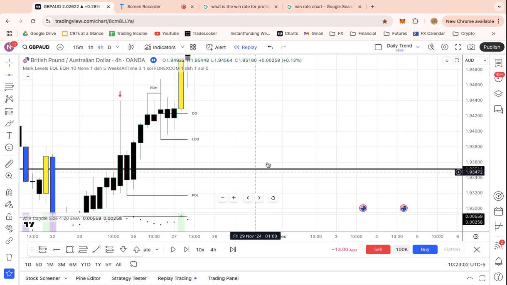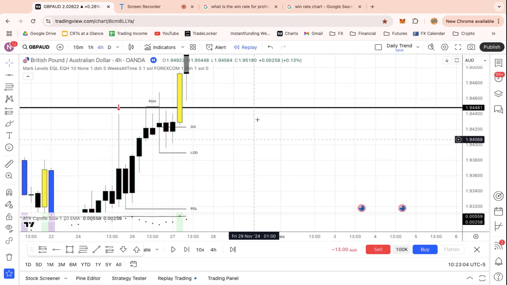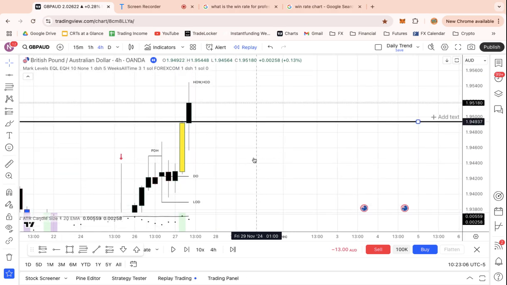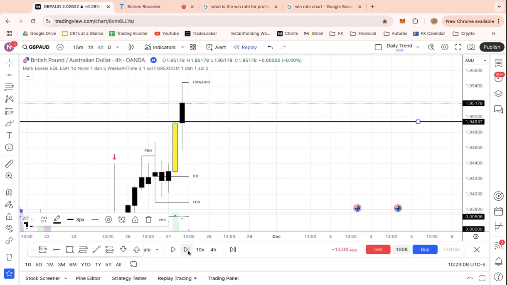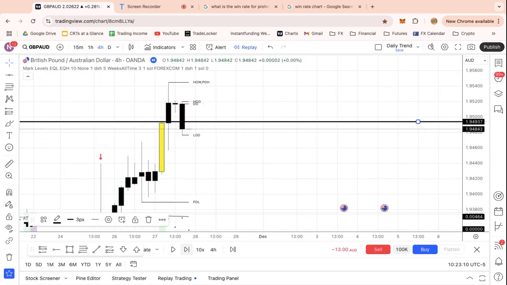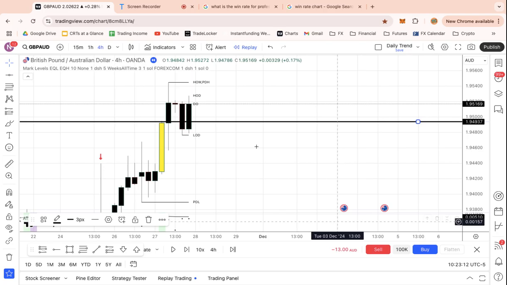Within reason, though, risk management is still always number one. Don't chase. All right, so we have our range here. So now it has broken out. We love to see it. So then we just wait for price to come back in. It did that there.